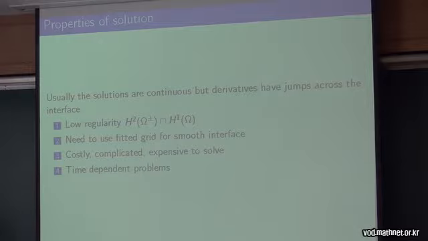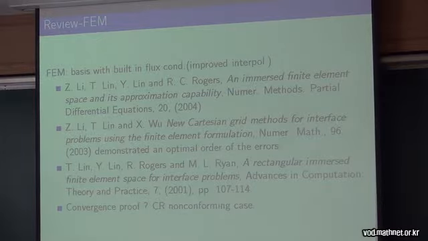Now some properties of the interface solution. For the interface problem, we have globally H1, but locally H2 on each subdomain. For a good elliptic problem, we have H2, or H1 plus alpha, but this one has only H1. So we use a fitted grid, but a fitted grid is costly and expensive to solve, especially for time-dependent problems. So these are the people who initially started to use a uniform grid for problems with the interface.